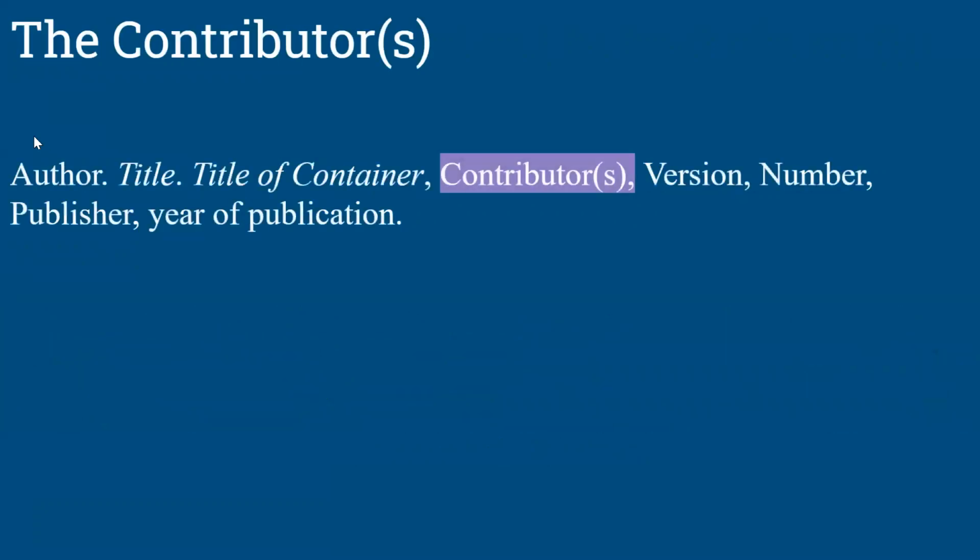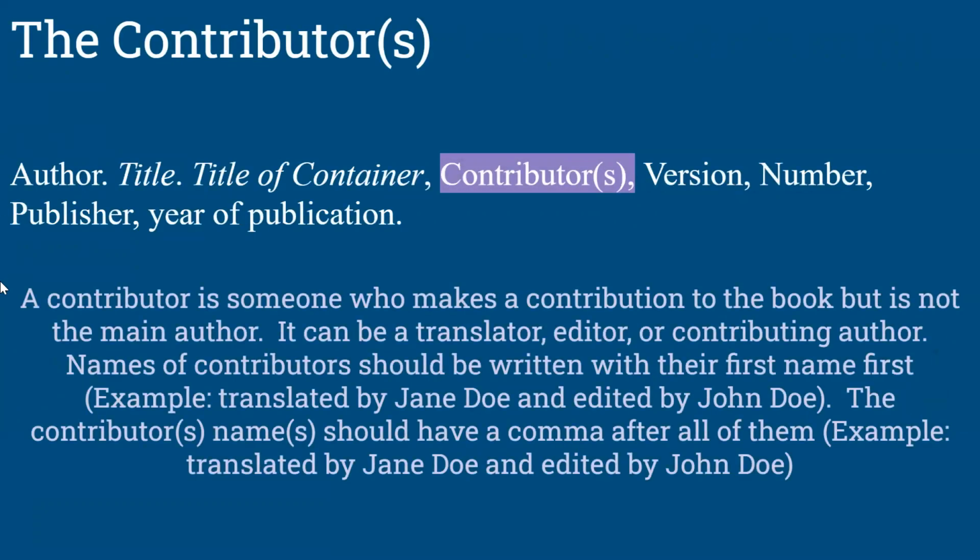The contributor. So a contributor is someone who makes a contribution to the book but is not the main author. It can be a translator, editor, or a contributing author. Names of contributors should be written with their first name first. Example, translated by Jane Doe and edited by John Doe. The contributors' names should have a comma after all of them. Example, translated by Jane Doe and edited by John Doe, comma.